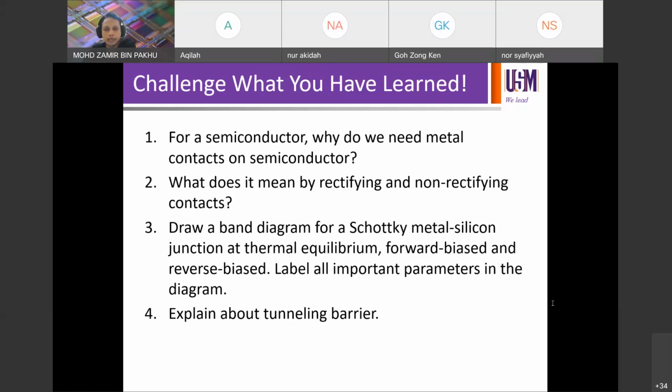Right, last one, explain about tunneling barrier. What is a tunneling barrier? Anyone? Alisha boleh jawab. Okay, come on, Alisha. You are appointed to answer. Anyone? Tunneling barrier?